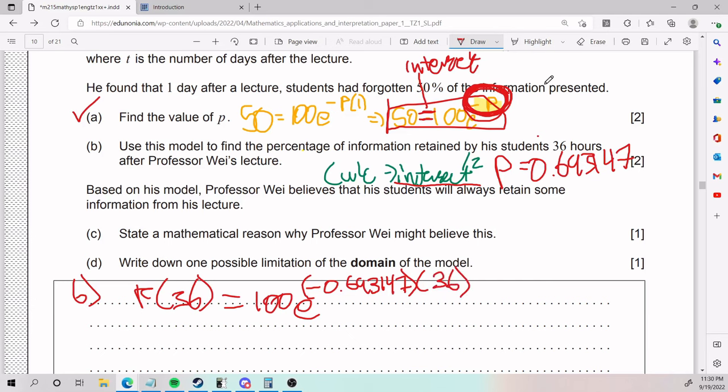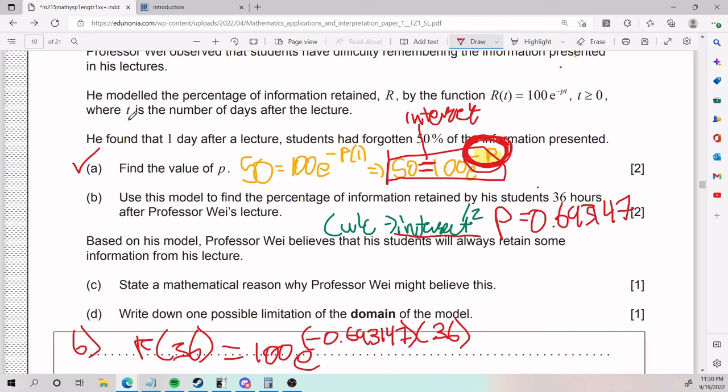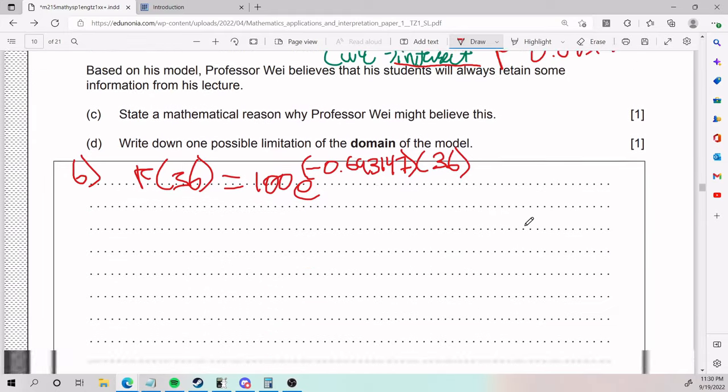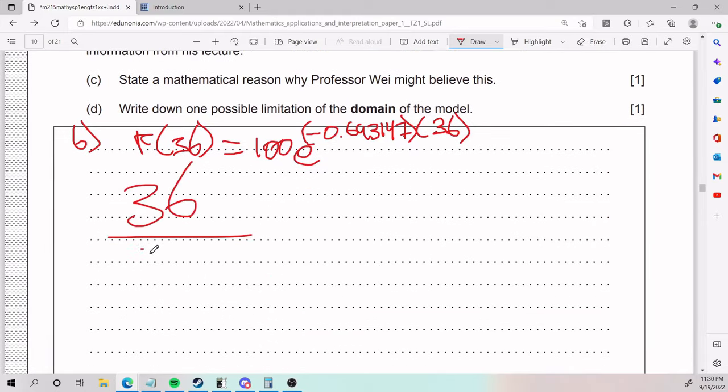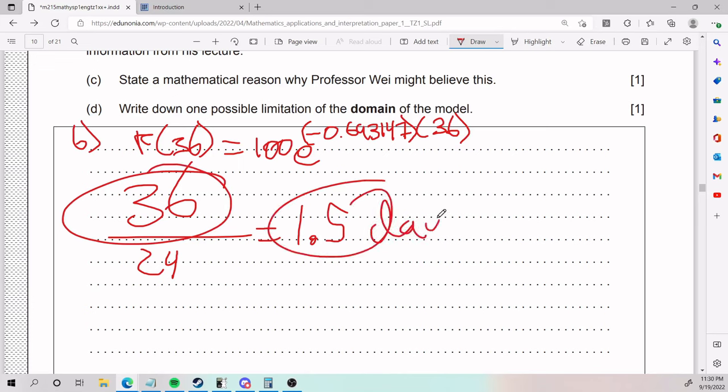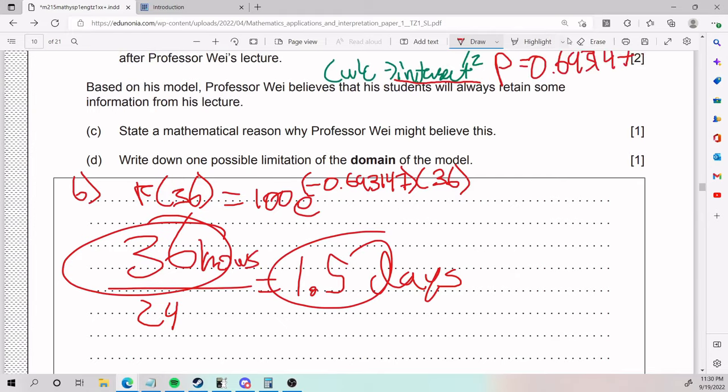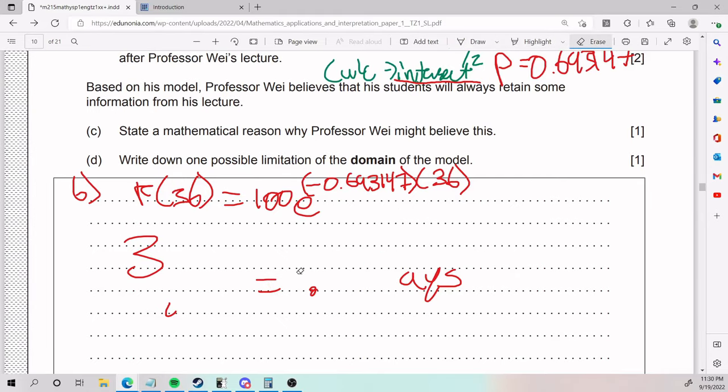Why is this a mistake? It is a mistake because T is in number of days. We got this in hours. So 36 hours is how many days? Well, there's 24 hours in one day, and this is 1.5. So 36 hours is the same as 1.5 days. See? 36 hours is the same as 1.5 days. Since this equation or function or whatever is in days, I cannot plug in hours. I need to plug in the days. See? So this is what we're dealing with.